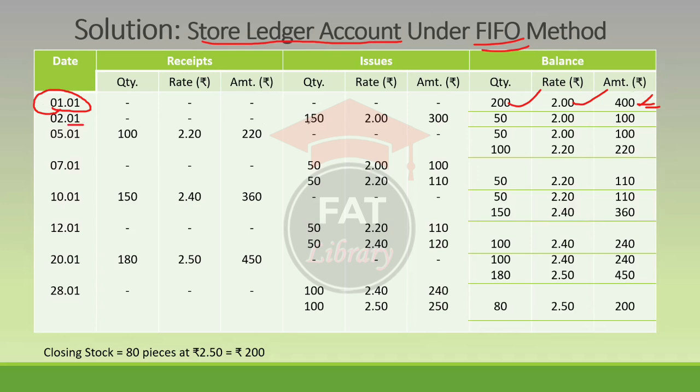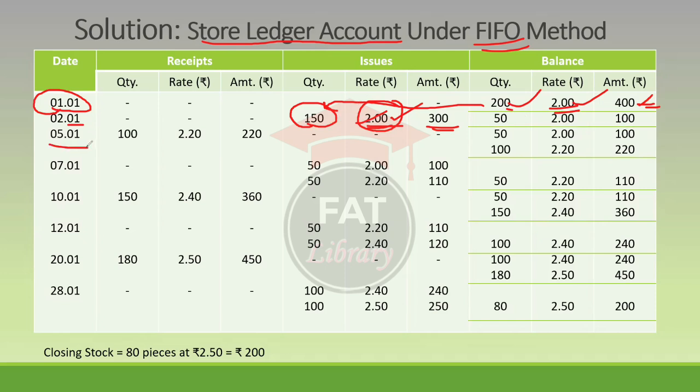On 2nd January, as per the problem, they are issuing 150 units, which we will deduct from these 200 units. What is the rate for these 200 units? 2 rupees per unit, so we will take this rate only. Is it clear? 150 into 2 is 300. That's why they do not give the rate in the issues; whichever material we are issuing, we issue as per its rate. Out of these 200, 150 they have used. In the balance, they now have 50 units at 2 rupees per piece, and 100 rupees will be the amount.